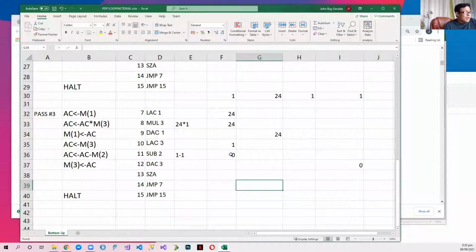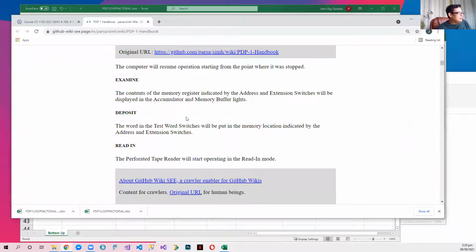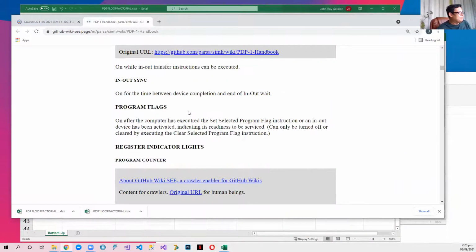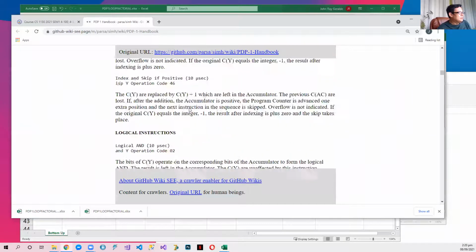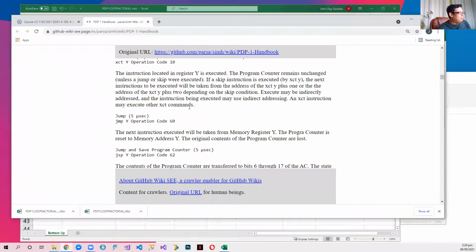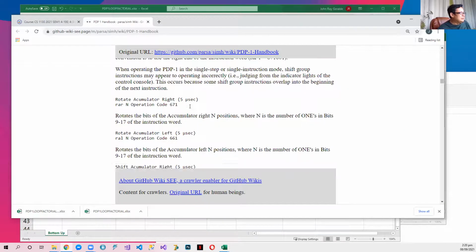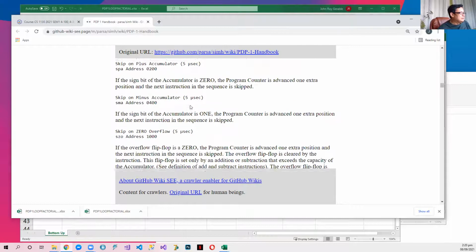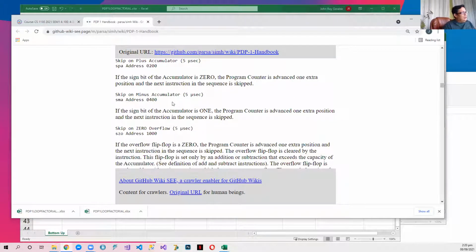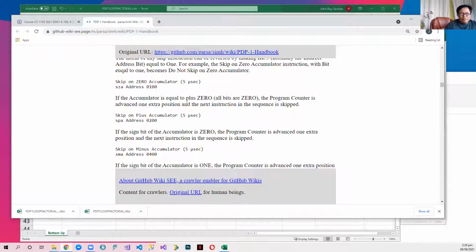So you'd like to write this in a top-down version. Yes, you can also do that, because in fact there's an equivalent of jump plus, no? Skip if positive. Skip if negative is the opposite of skip if positive, no? You follow? Okay. Skip on plus accumulator.